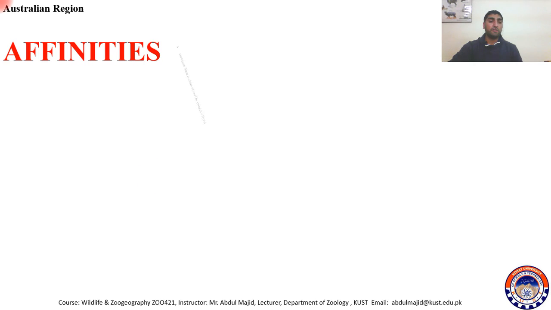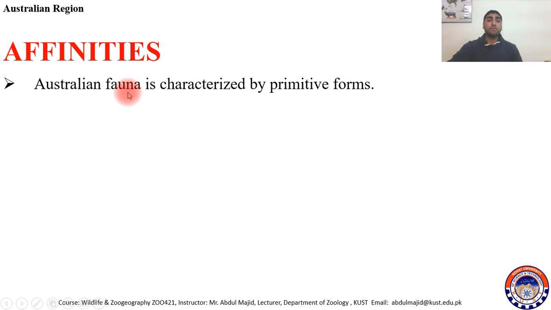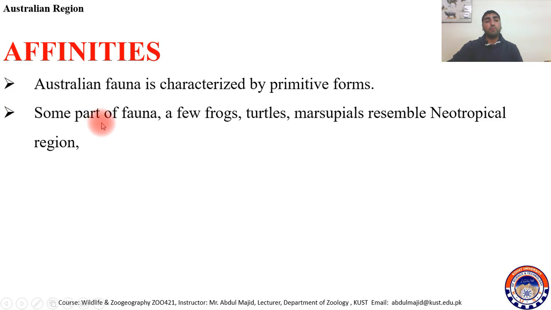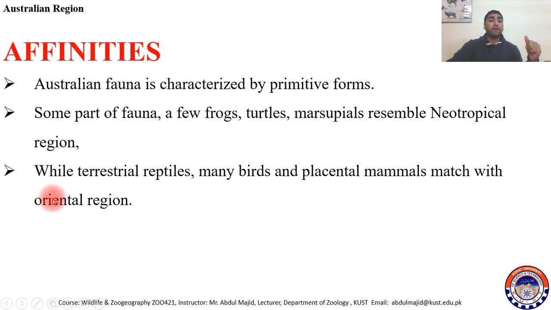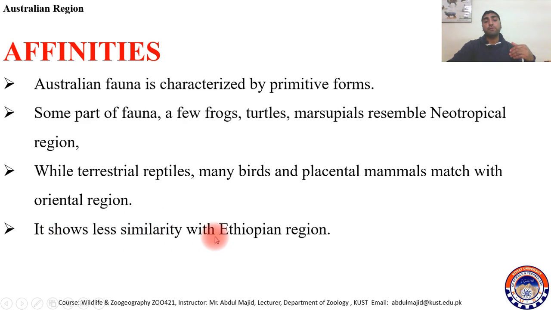In the last, we will talk about the affinities of this region. So the Australian region is actually characterized by very primitive forms like the marsupials and the monotremes. Some parts of the fauna, like a few frogs, turtles, marsupials, resemble the neotropical region. And why they resemble, you know the answer to that question. While terrestrial fauna, like many birds and placental mammals, match with the oriental region, and in the very start I told you why. It shows less similarity with the Ethiopian region.